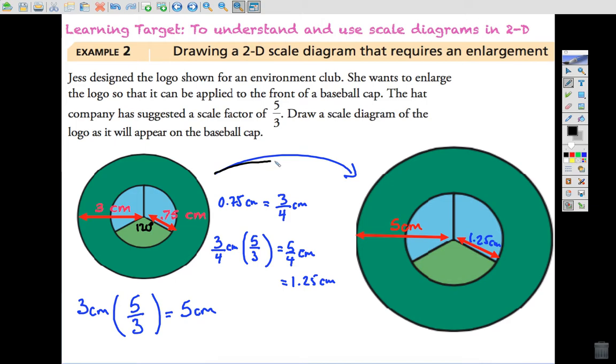One thing that's really cool is that although the sides maintain proportion, but they do get larger, the angles in similar figures actually stay the same. So all of these angles are still actually going to be 120 degrees. So that's kind of cool. So you're seeing that enlargement and reduction doesn't actually affect angles. Angles maintain their same value.